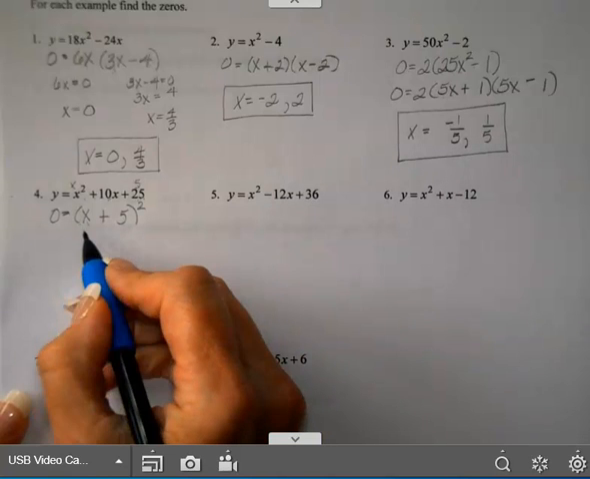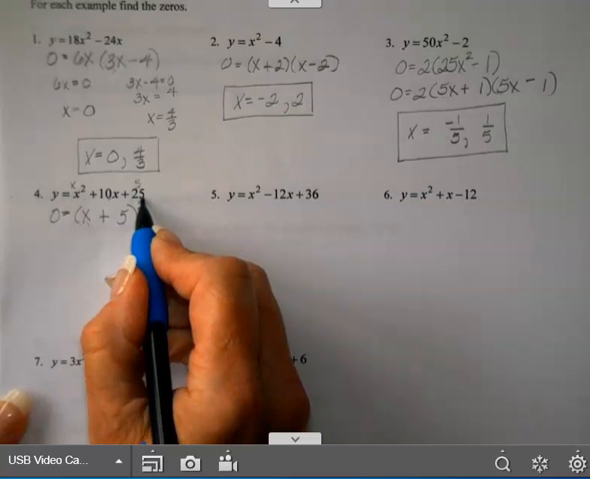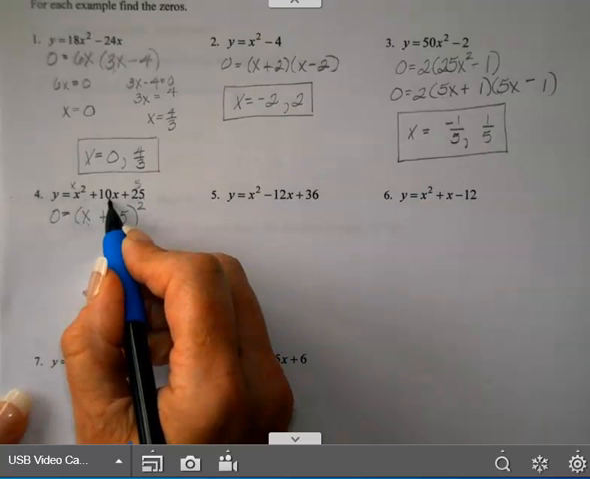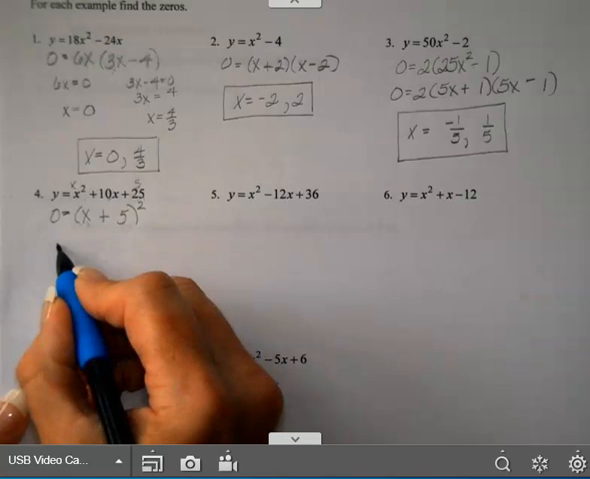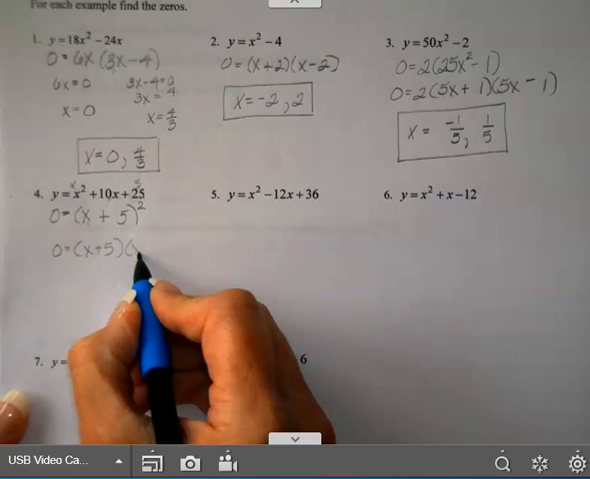If you wanted to, you could have also looked at this, that it multiplied to 25 and adds to 10, so that would be 5 and 5. This is the same thing as writing x plus 5, x plus 5. So you can write it either way.